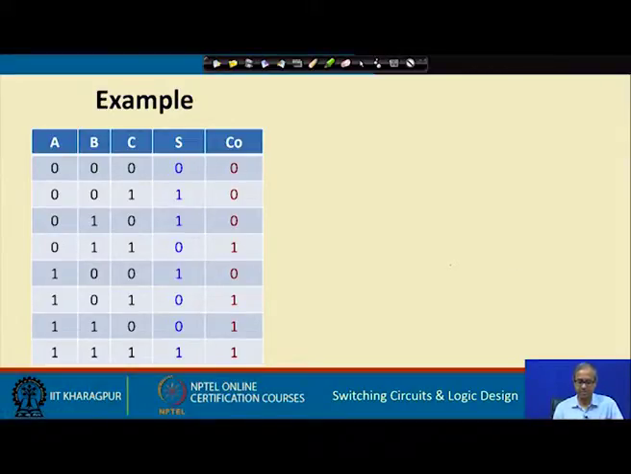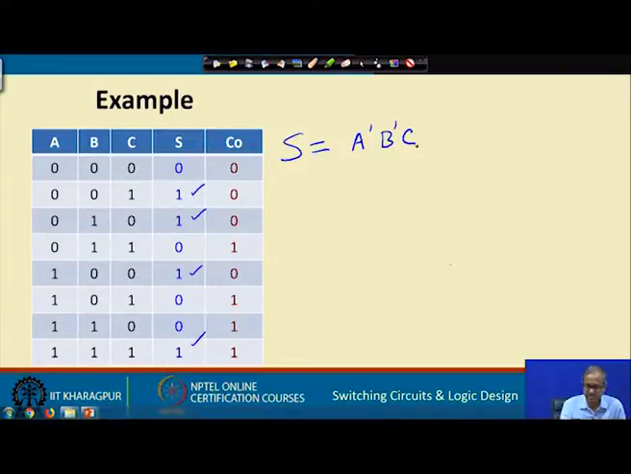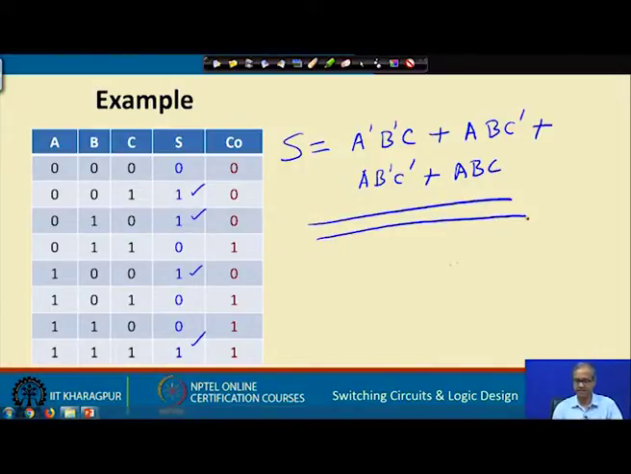Let us take the example of this here. Just to recall what we said, just for the sum, we said that we look at the rows for which the output is 1 and it is 0 0 1, we write a bar b bar c, 0 1 0, we write a bar b c bar, plus 1 0 0, a b bar c bar, and finally 1 1 1, a b c. So, you can straight away write like this, right. This already we discussed earlier.